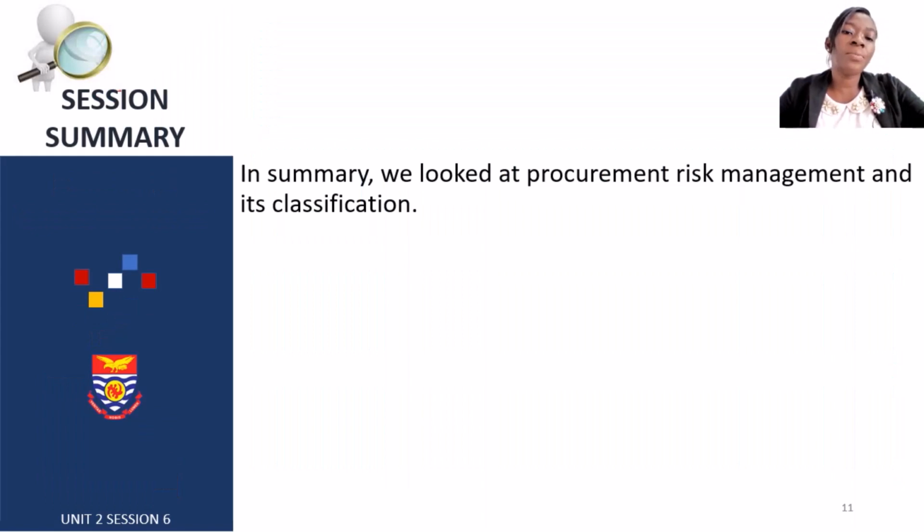So in summary, we have looked at procurement risk management and we've looked at some classifications of it as well. I hope you did enjoy the session and I hope you did learn a lot from this unit as well.